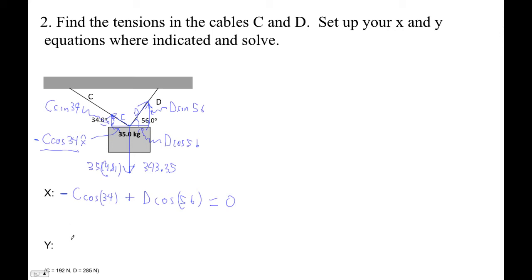In the y direction, we've got positive c sine 34, positive d sine 56, right? So that's these guys here, which are in the y direction. And then, of course, we've got this guy acting down, so minus 343.35 equals 0. So now we've got two equations, two unknowns.